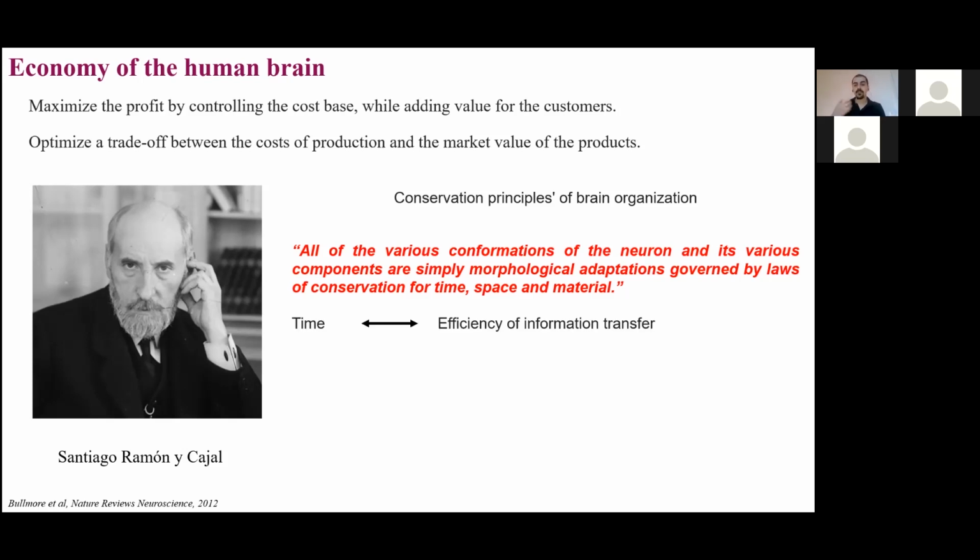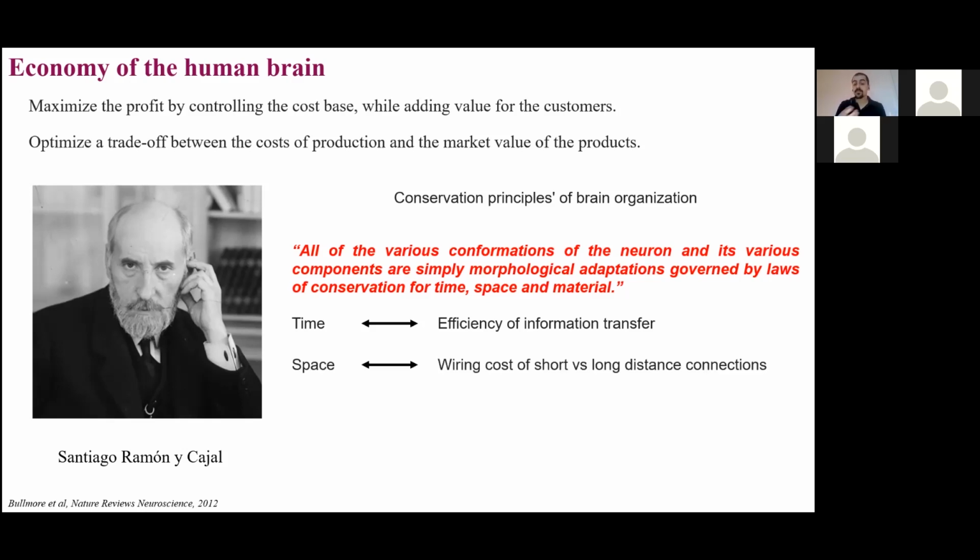So if you think about time, conservation of time means that you try to conserve information transfer. You want your brain to be built in such a way that information transfer between two spatially different brain regions occurs in the shortest amount of time.